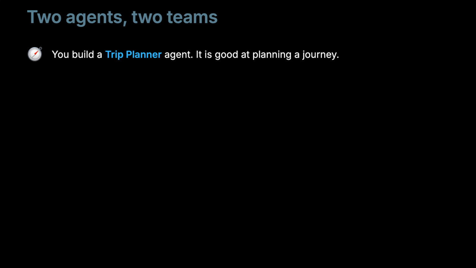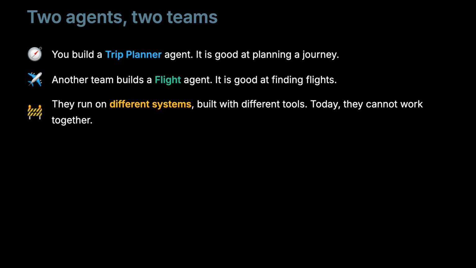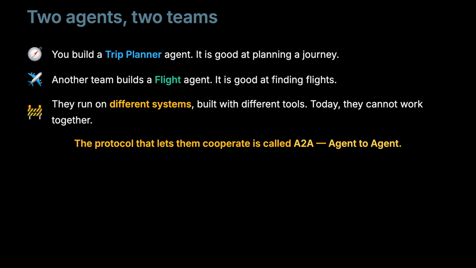Picture two agents. You build a trip planner agent. It is good at planning a journey. Another team builds a flight agent. It is good at finding suitable flights for my travel. But they run on different systems using different tools. Right now, they cannot work together. The protocol that lets them cooperate is called A2A, which is short for agent to agent.